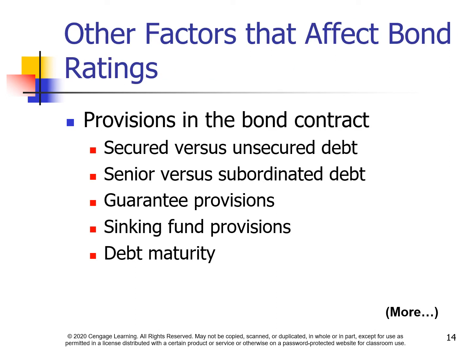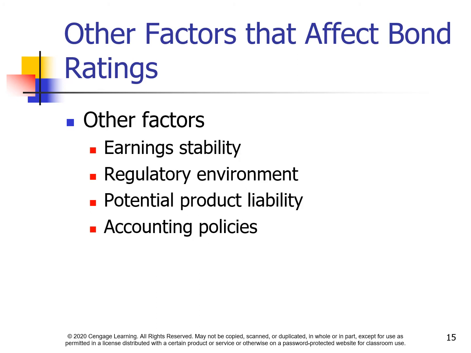Other factors affect bond ratings, such as provisions in the bond contract. For example, secured versus unsecured debt, senior versus subordinate debt, guarantee provisions, sinking fund provisions, and debt maturity. Other factors include earnings stability, regulatory environment, potential product liability, and accounting policies.